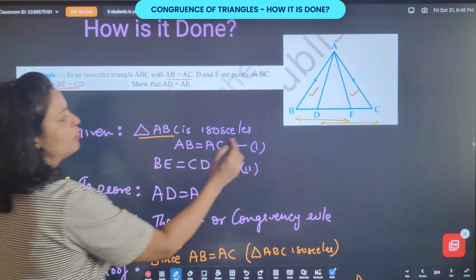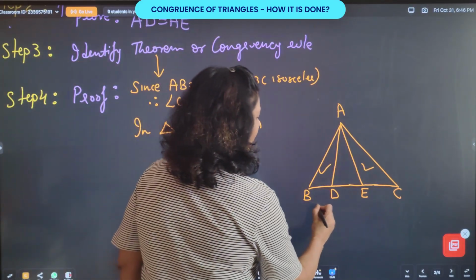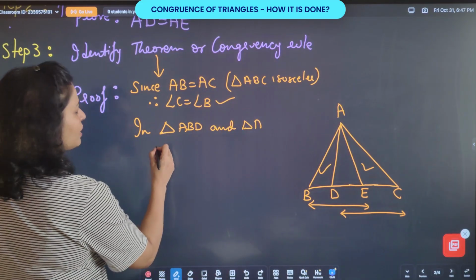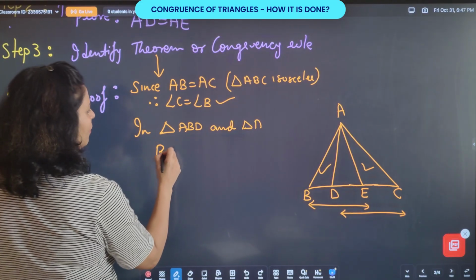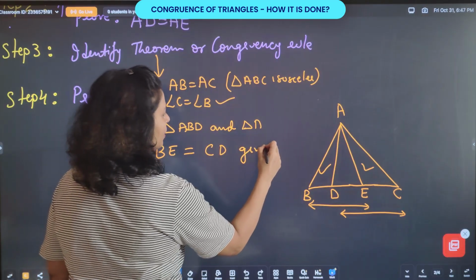BE is equal to CD. Okay, BE is equal to CD was given to us. So in the question, what was given to us? BE is equal to CD. Okay, so it was given BE equal to CD.